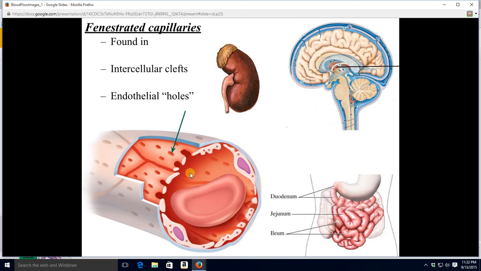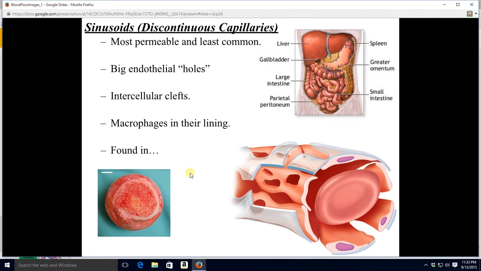Oh no, they're not. I thought I did all 3. I only did 2. And the third one here, the sinusoids. They're called discontinuous capillaries as well because there are big holes and big clefts. Sometimes these guys will actually have macrophages sitting in their lining, especially in the liver. That way the macrophages can help monitor the blood for undesirables. These guys, most permeable, but least common.